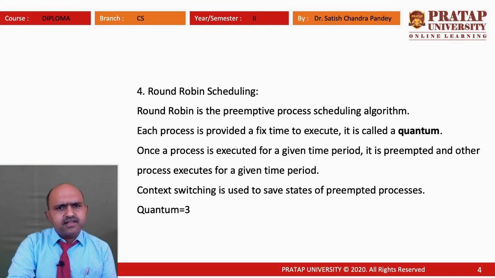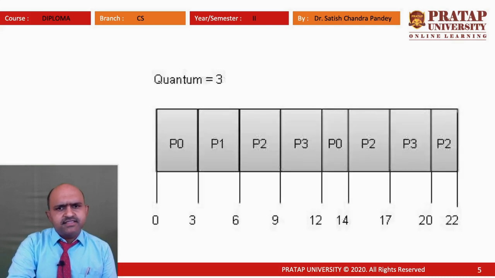For example, if the quantum is 3, then we can divide the whole work among P0, P1, P2, P3. These are the 4 processes, and the quantum is 3. It is equally distributed, and the remaining parts are added after completion of the process.